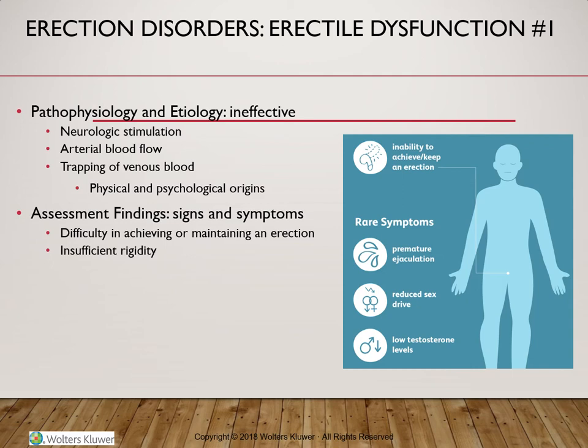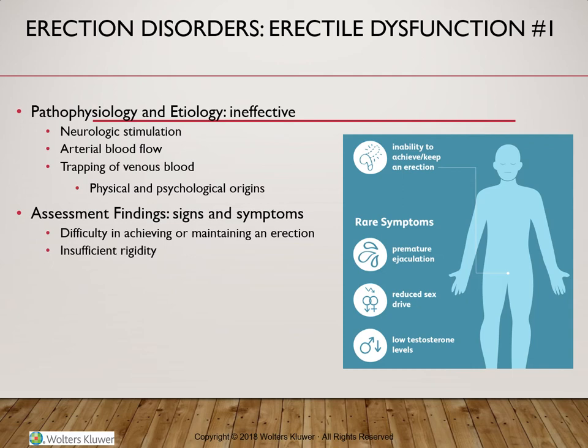Now, what will be the causes for erectile dysfunction? Those may be physical and psychological. If we are looking just into the process of erection, it depends on three basic processes. One will be the appropriate neurologic stimulation. Also, the patient has to have adequate arterial blood flow into the blood vessels. And when I'm talking about blood vessels, I'm talking about the cavernous artery, which produces the expansion of the penile tissue. And the last part of it is the temporary trapping of the venous blood to sustain the erection.